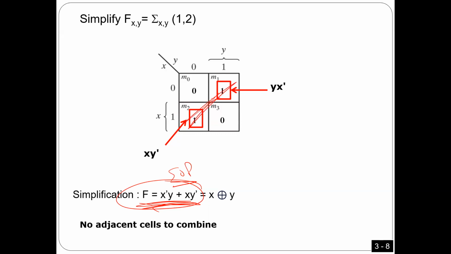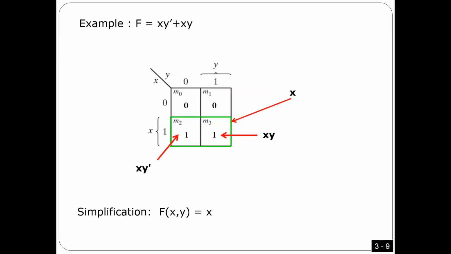I can't make one group. They are not neighbors. Anyway, so let's look at this one. Again, you have this function here. Given this function, you have to put the ones here, okay? And then you have to look at groups. So let's start with the first one.